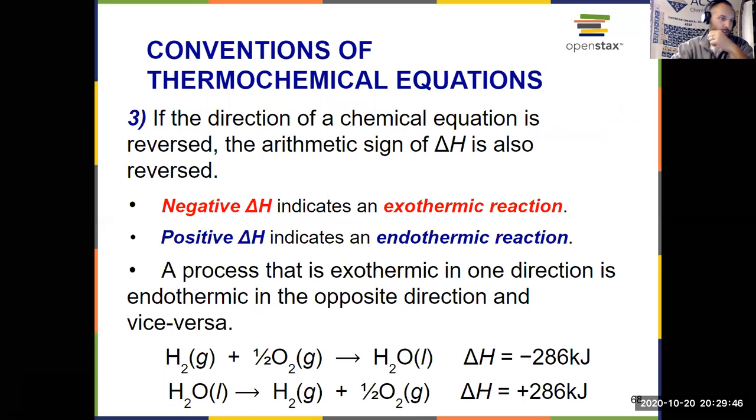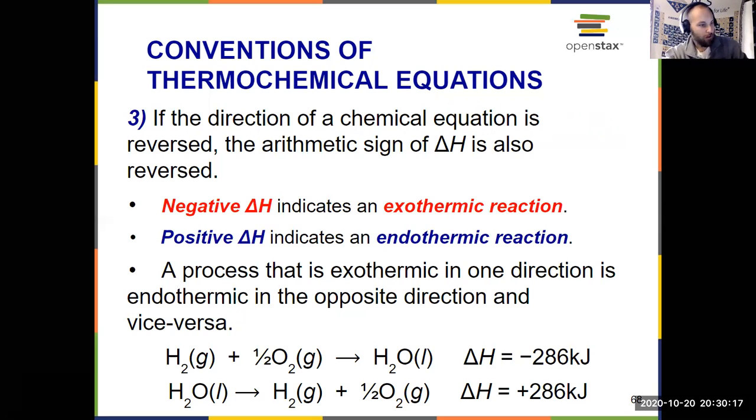I've alluded to this as well. If it's a negative delta H, that reaction is exothermic. If it's positive delta H, the reaction is endothermic. But what's neat is that a reaction that is exothermic in one way, if I flip it around, make all the products the reactants and the reactants the products, turn it 180, then what was exothermic one way is endothermic the other way.